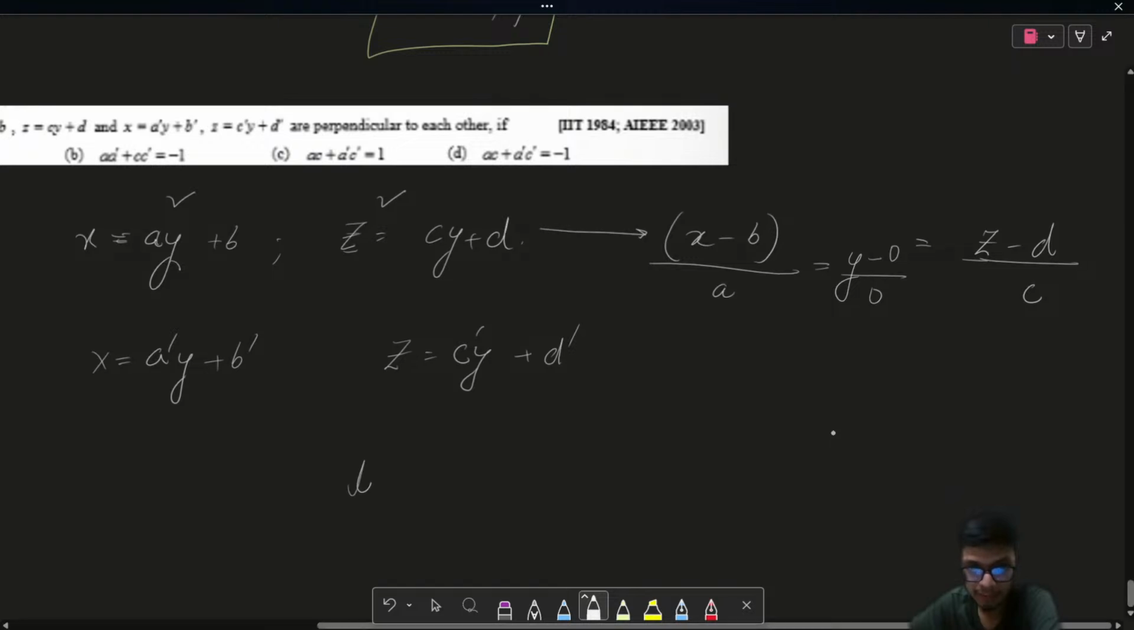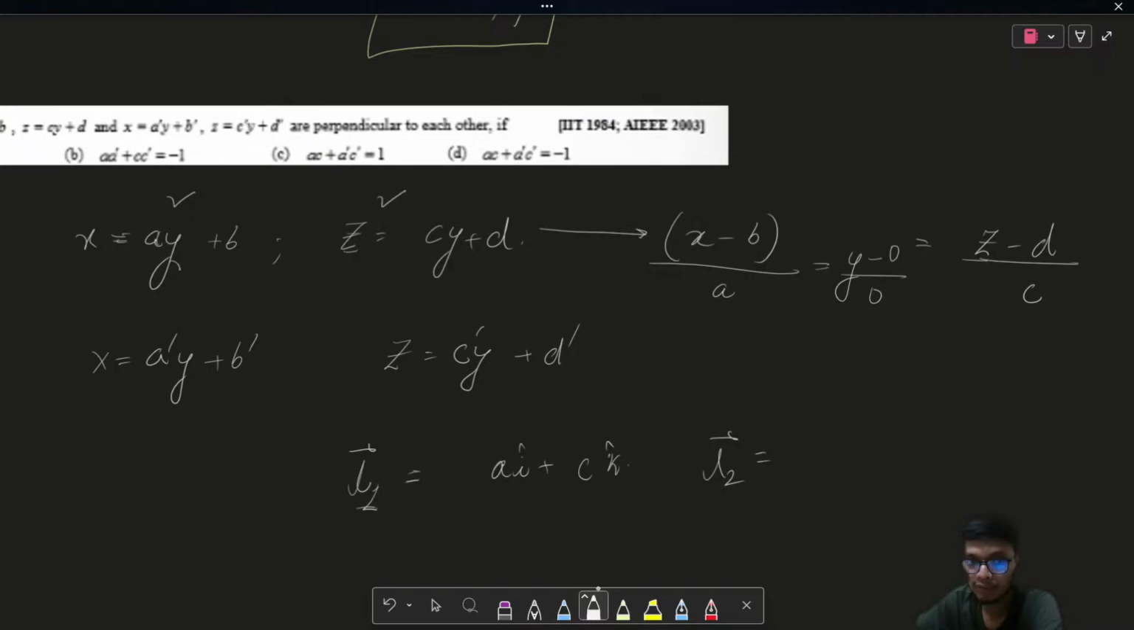So from here, I will find my direction ratio vector along line 1 as a i cap plus c k cap. Alright, this is a very important idea to understand. Similarly, my L2 vector will be obtained as a dash i cap plus, oh sorry, c dash k cap, right? Correct. c dash k cap.